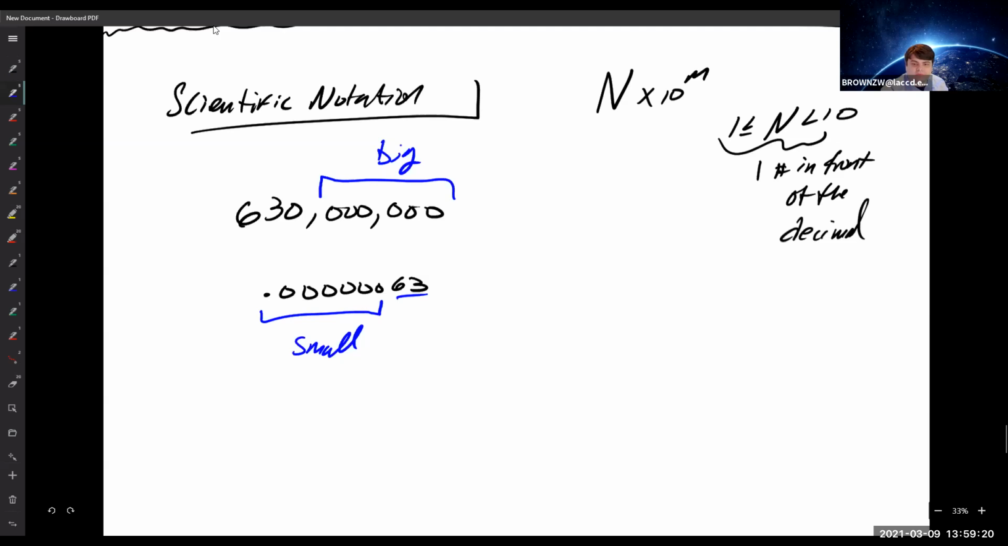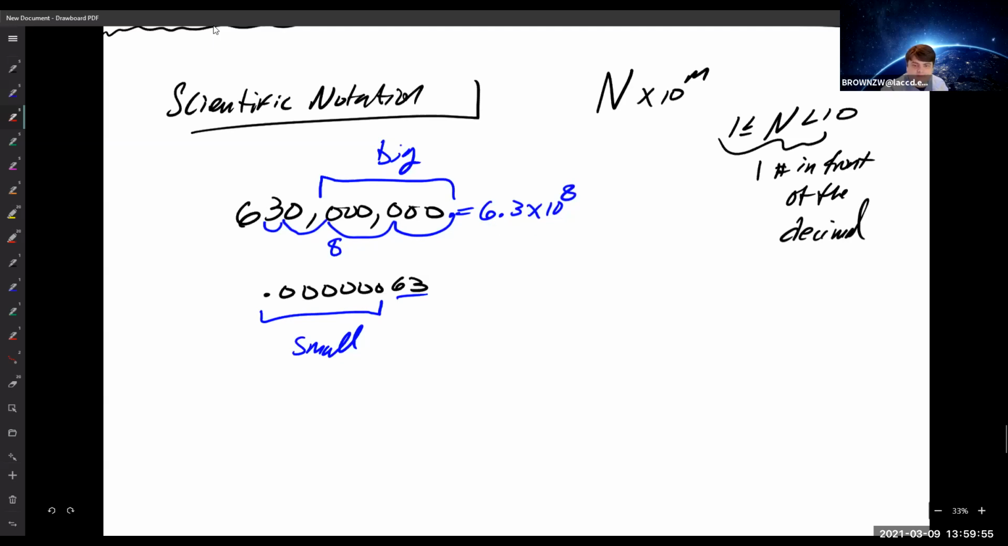So for this first example, the decimal's right here. And if we count it out, I'm moving it 3, 6, 7. That's 8 decimal movements. So I can rewrite this as 6.3 times 10 to the 8th. So we're taking this whole big thing and contracting it down to a much, much more compact number.